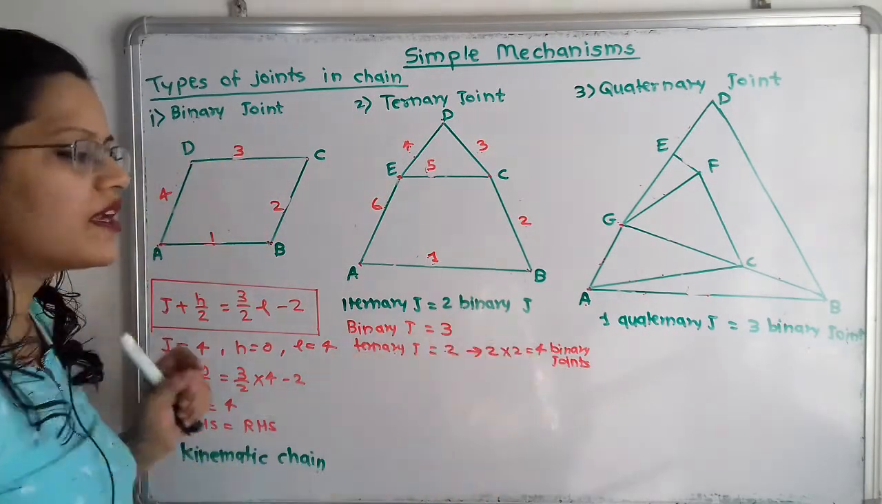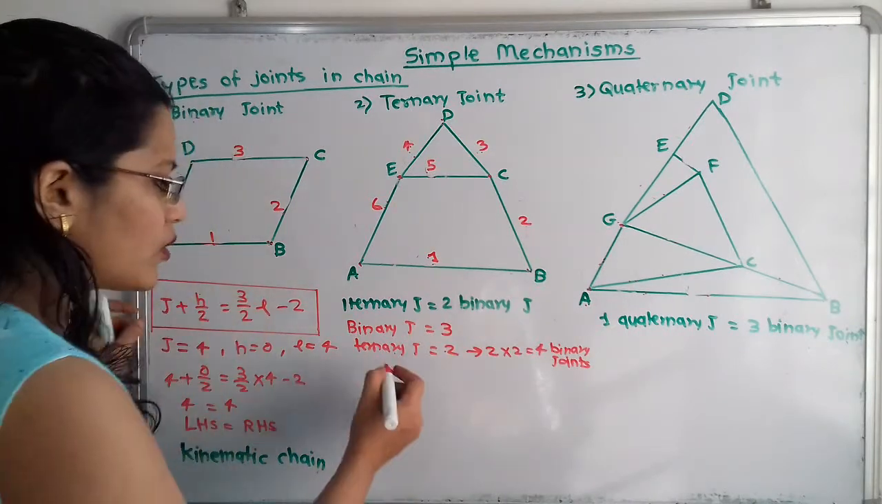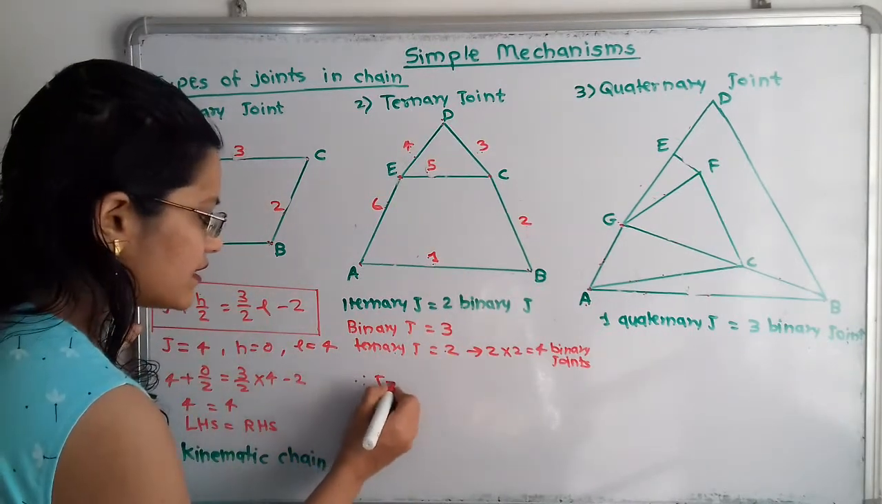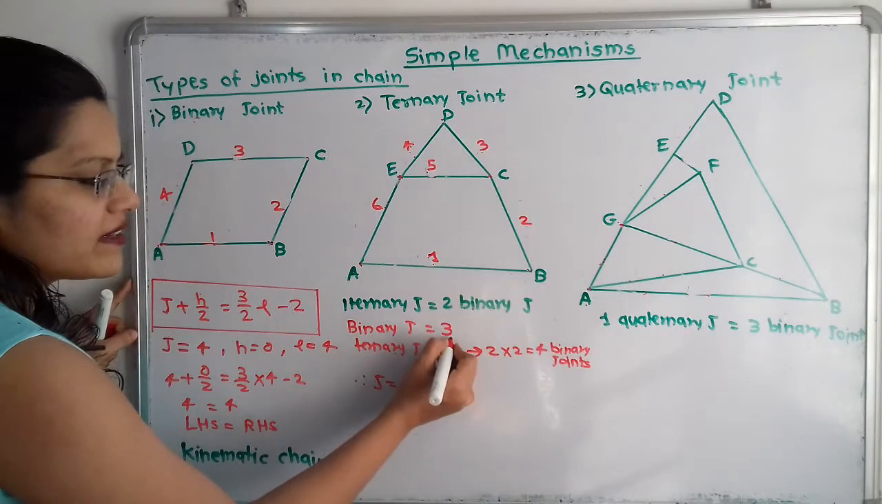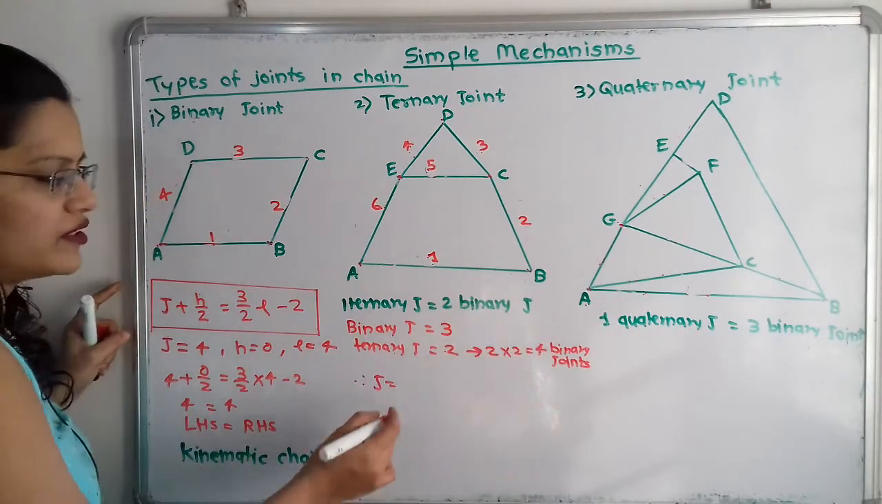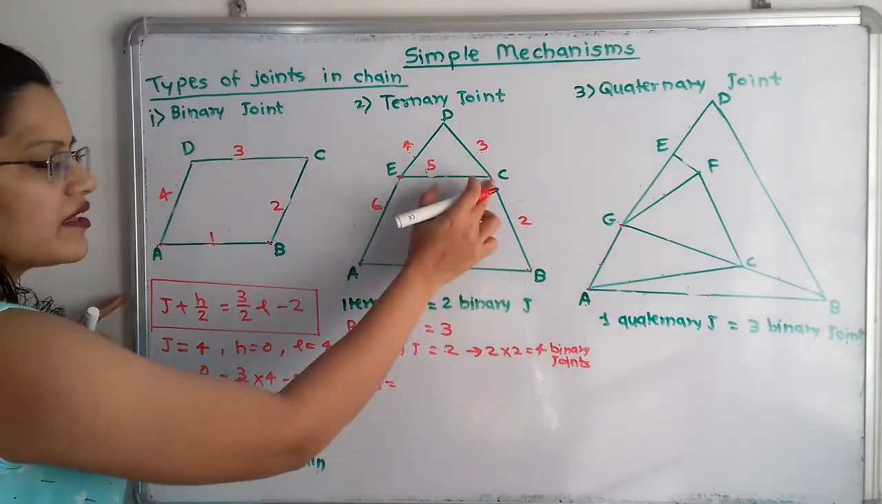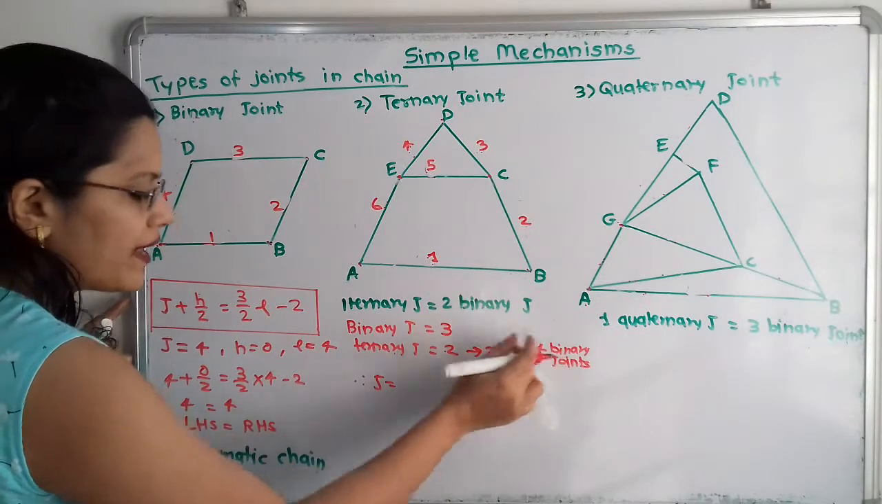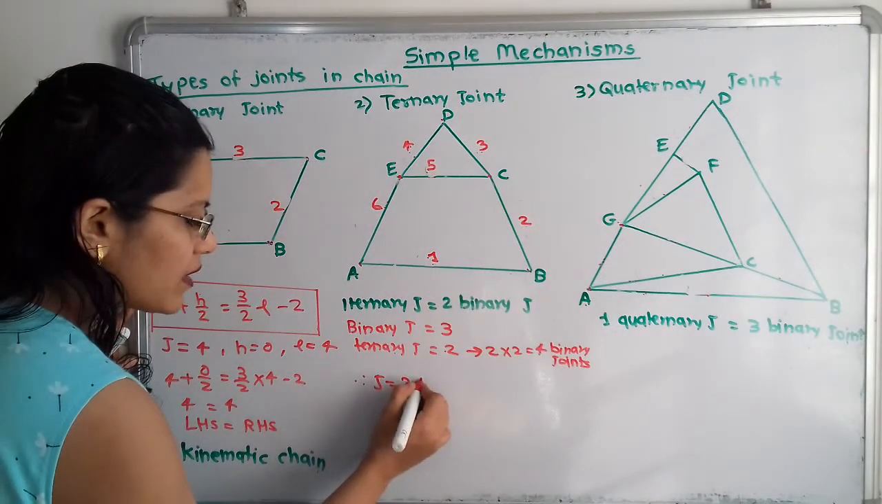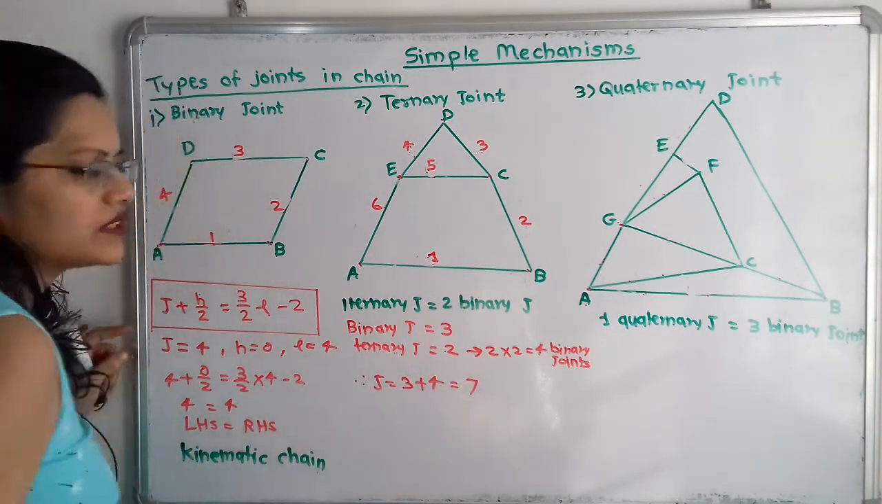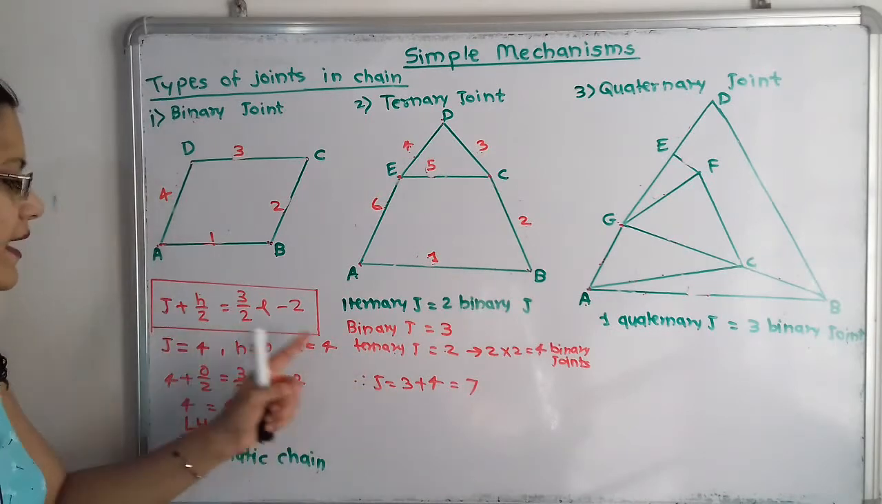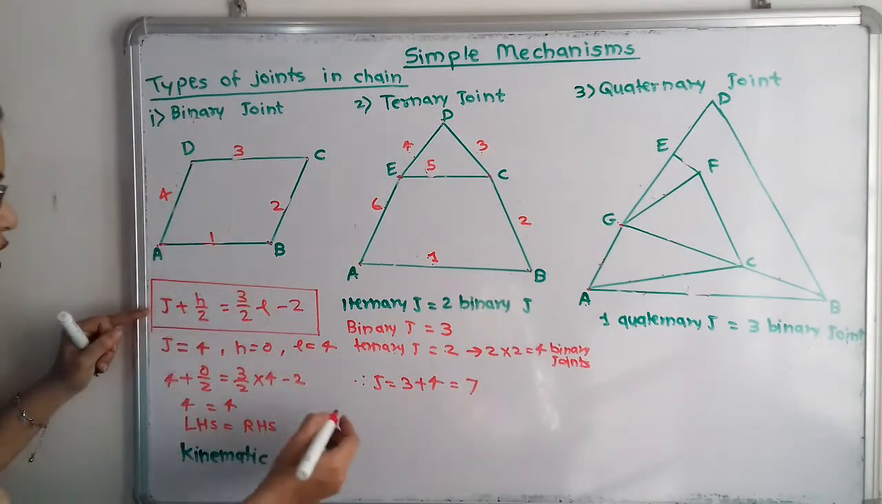So how many total number of binary joints are there? So I will write here, therefore J is equal to this 3 binary joints plus 4 binary joints, that is, these two ternary joints we have to convert into binary joints, that is 3 plus 4, that is equal to 7. Now we will apply this to this formula.